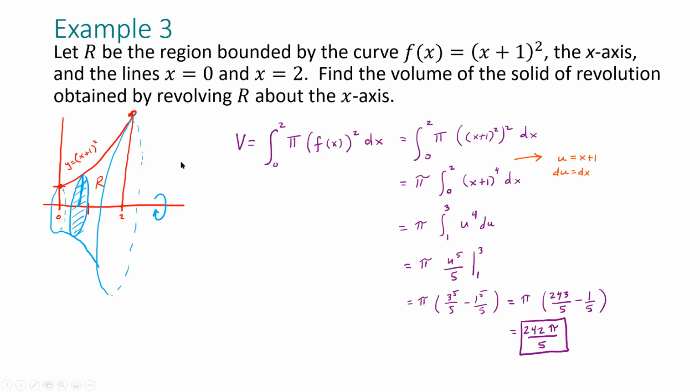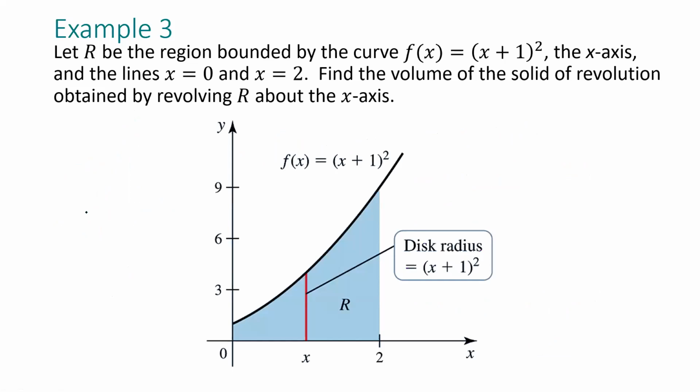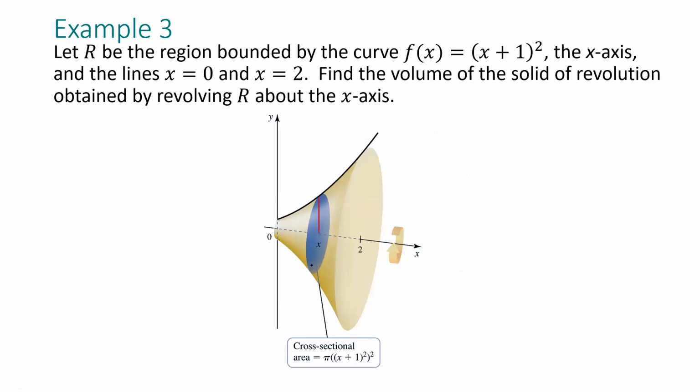Just a general best way to approach it is to try and visualize how your cross sections are formed. Okay, so here we see that y equals f of x gives me the radius of my disk. Okay, just like we see here. And there we have our sort of horn-shaped solid, right?